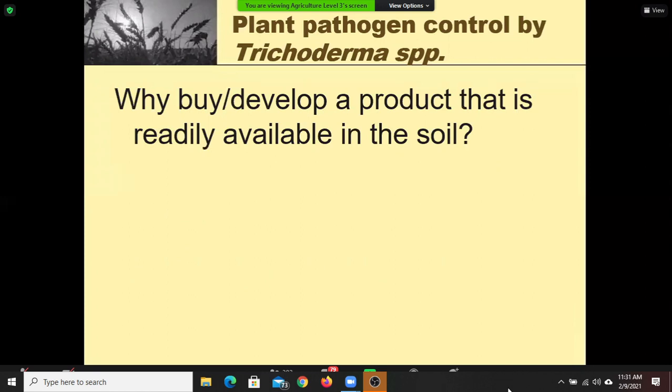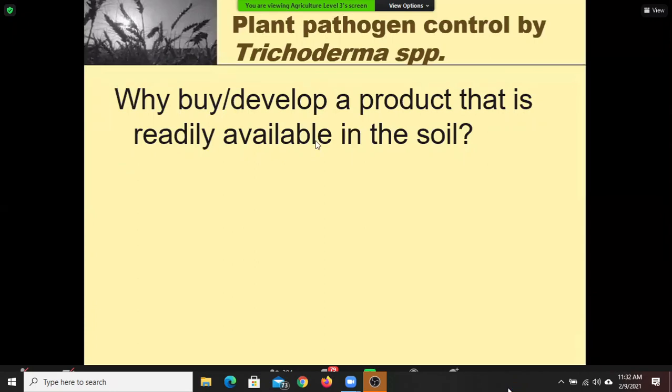Then why do we need to develop a product that is readily available in the soil? You know that trichoderma is present in all soils, in the compost, in the rhizosphere soil. Already trichoderma is present in the soil, in the agricultural field. Then why do we need to develop a biopesticide from this trichoderma? And we need to apply this biopesticide to the soil again, where the trichoderma is already present.